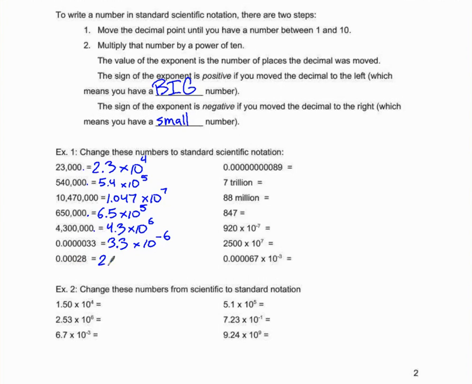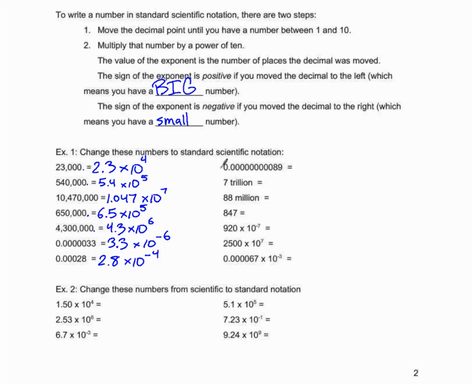0.00028. My number between 1 and 10 is 2.8, times 10. I'm moving the decimal place to the right, so the exponent is going to be negative. And it's 1, 2, 3, 4 places. 2.8 times 10 to the negative fourth power.